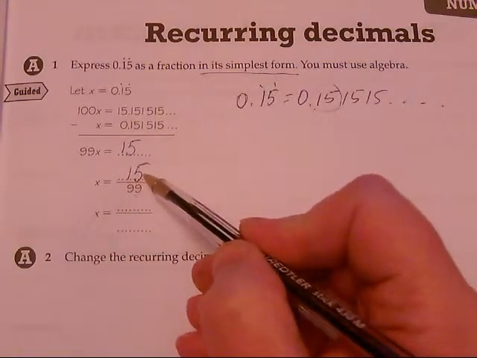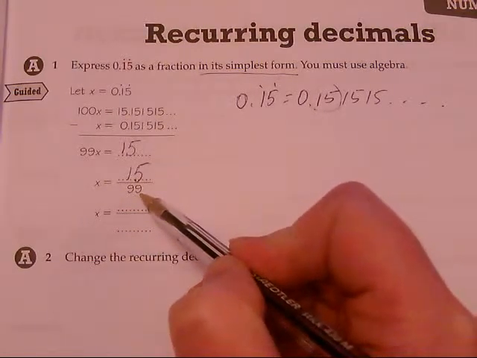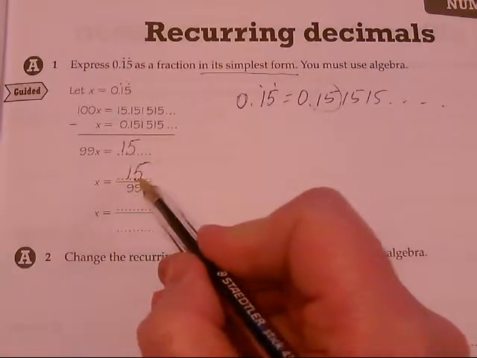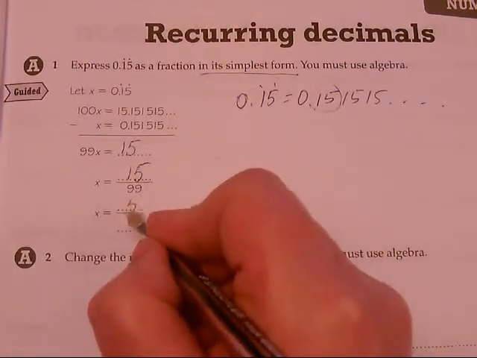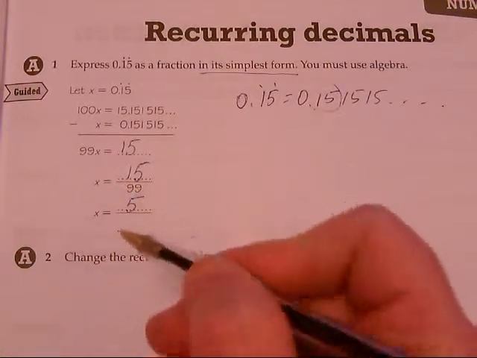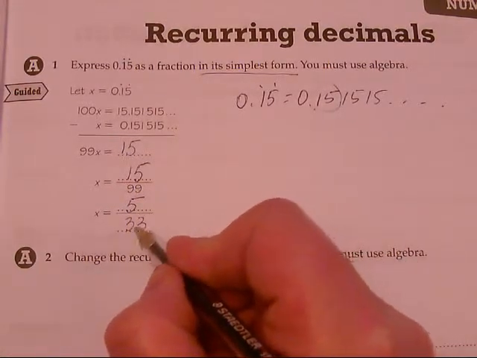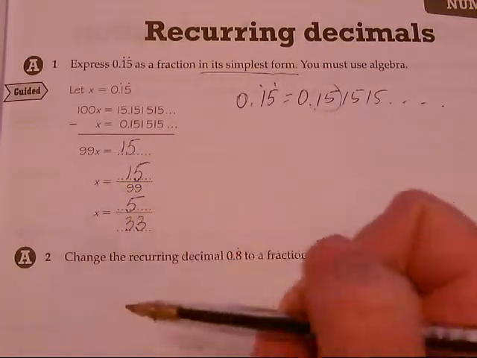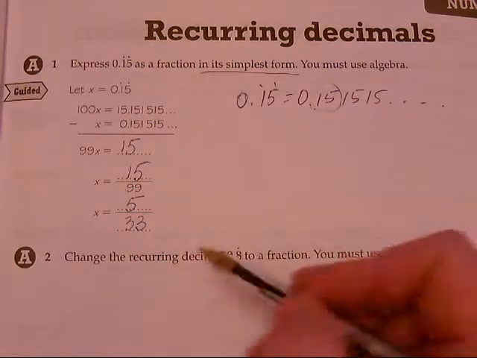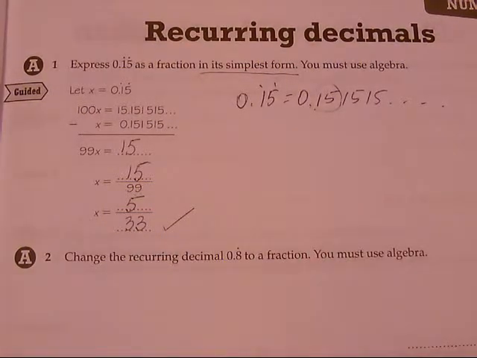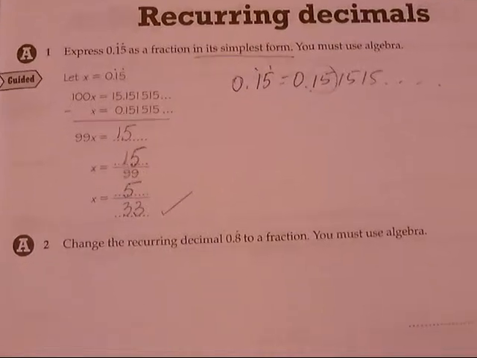So surely we should look for any common factors of both numbers. I see that 15 and 99 both can be divided by 3. So I will divide 15 by 3, I'll get 5. And if I divide 99 by 3, I'll get 33. I can't see any further common factors, so that should be the answer, right? So let's look at the next question.